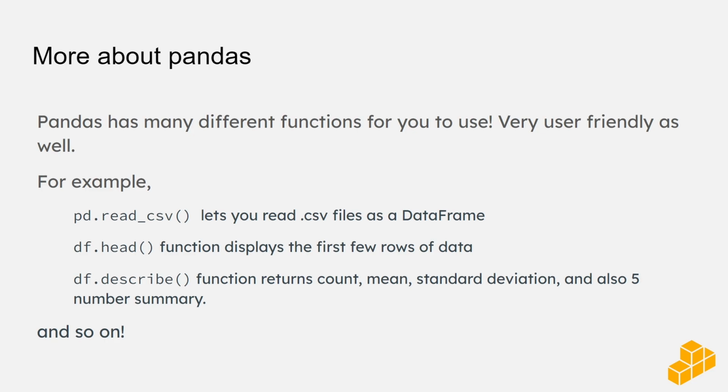And you also have df.describe, which returns the mean, standard deviation, count, and a five-number summary of the data set. This one I'll elaborate on more in the next 2 slides or so.